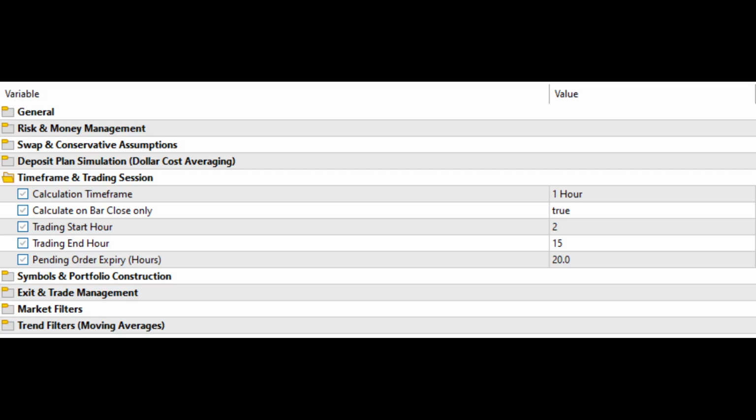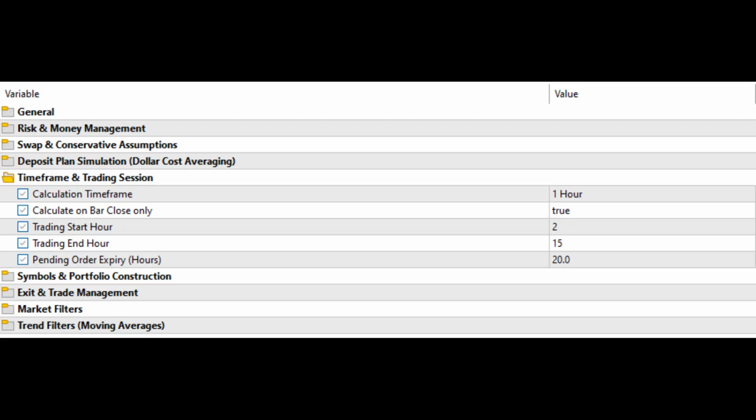The parameter calculate on bar close only has a default value of true. When it is true, the expert advisor performs its main calculations only at the close of each bar on the chosen calculation timeframe. This again is a performance optimization. It reduces the number of times the expert advisor processes new data and therefore speeds up backtests and forward tests. It does not change the mathematical logic of the strategy. It only changes how often that logic is evaluated.